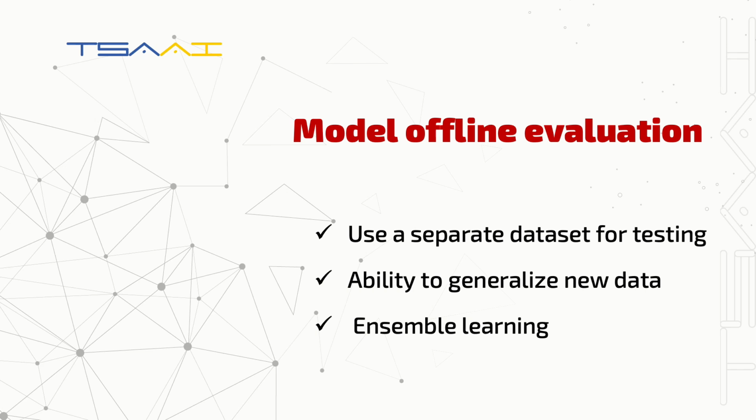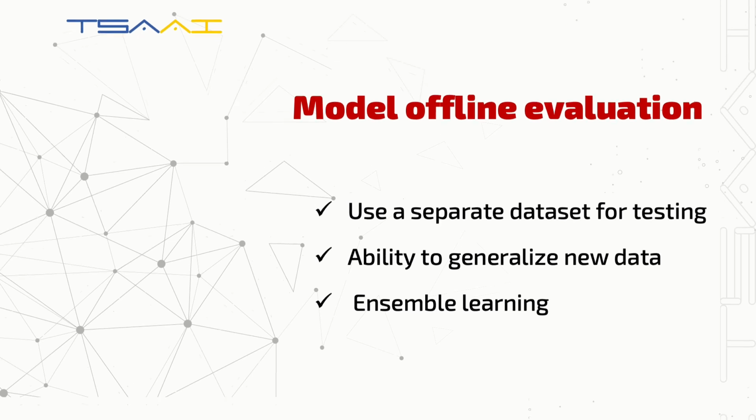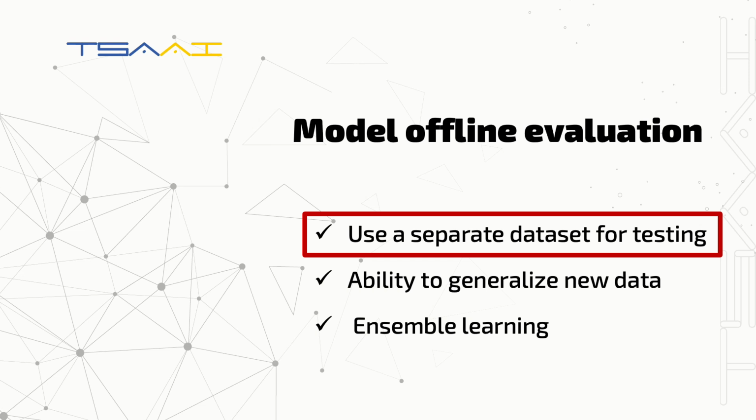The goal of model offline evaluation is to assess the performance of a machine learning model and its ability to generalize to new data. For this task, we use a separate dataset, known as the test dataset, that is not used for training. The idea is to compare the predictions over this separate set with the actual labels to calculate several evaluation metrics.